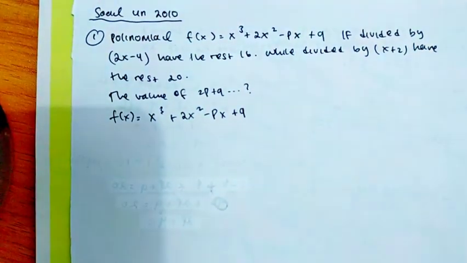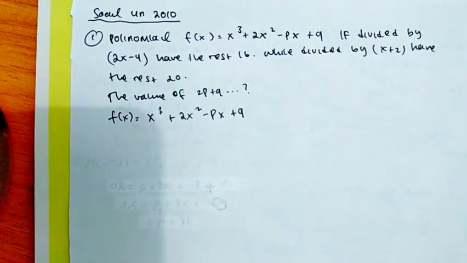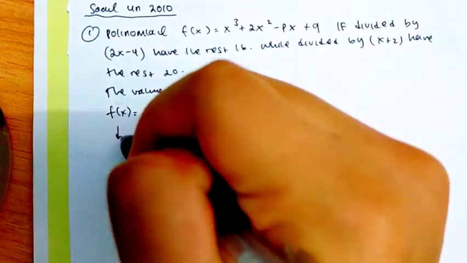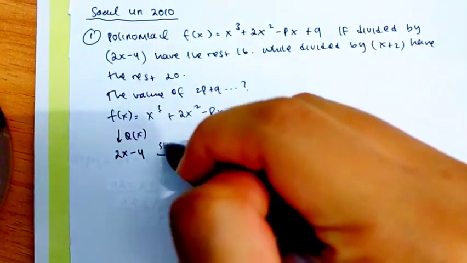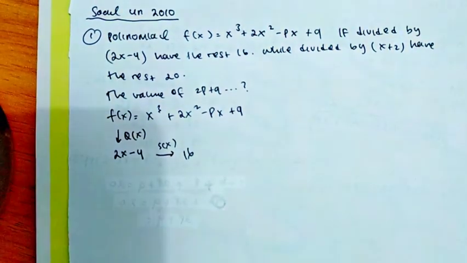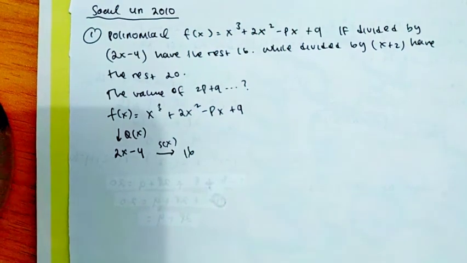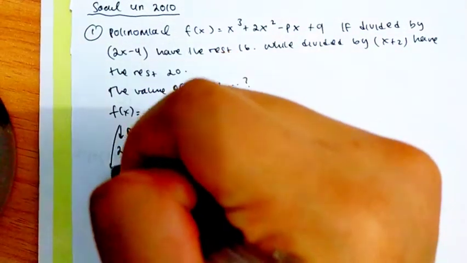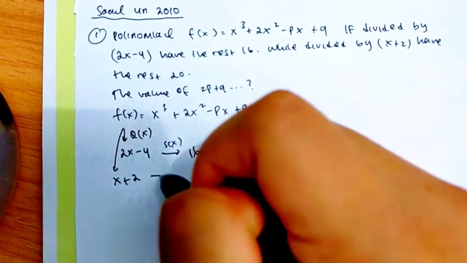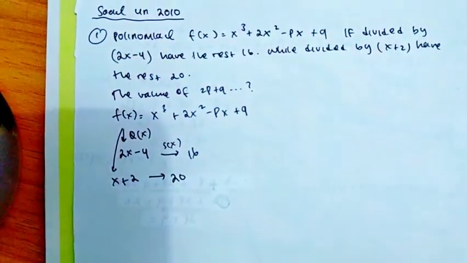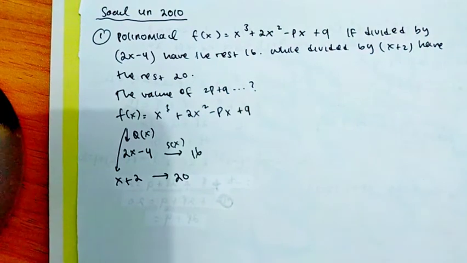Then, next statement, if divided by 2x - 4, having the rest 16. While divided by x + 2, having the rest 20. What is the value of 2p + q?